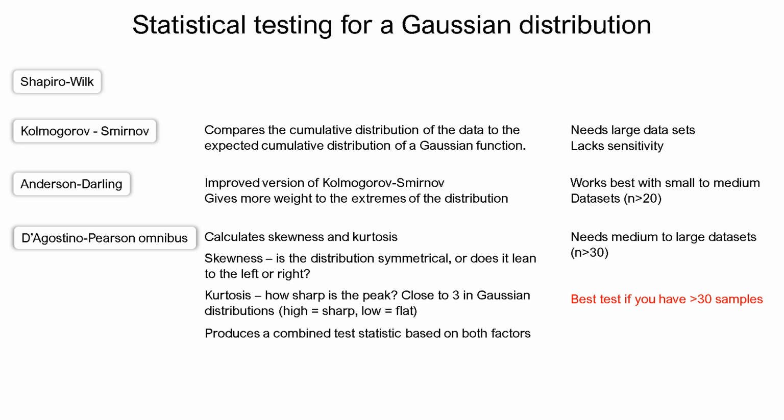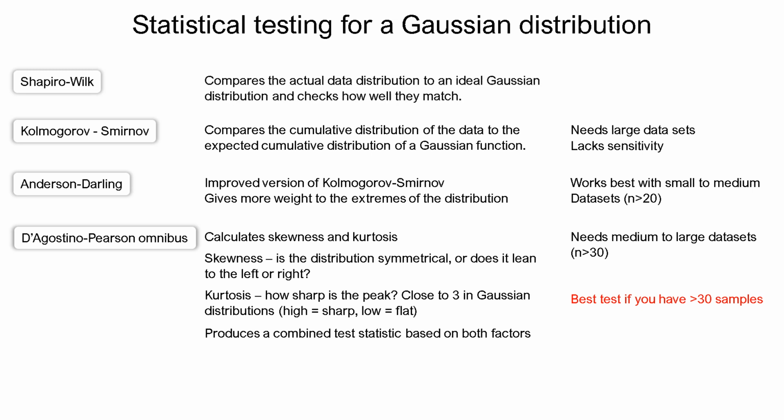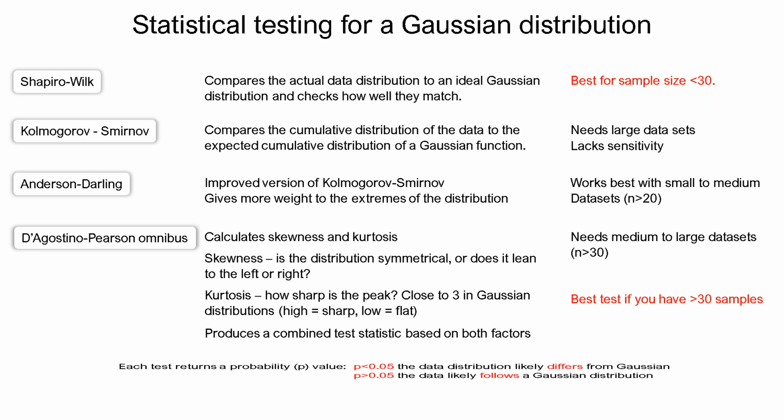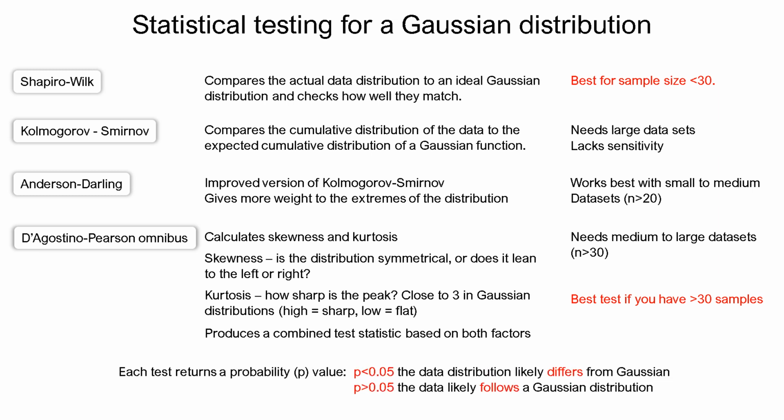The Shapiro-Wilk test is the most straightforward. It compares the actual data distribution to an ideal Gaussian distribution and checks how well they match. It works with small data sets and is the most suitable if you have less than 30 samples. Each test returns a probability or p-value. A p-value smaller than 0.05 indicates a less than 5% chance that the dataset follows a Gaussian distribution, so it is unlikely to be normally distributed. If p is greater than 0.05, the data likely does follow a Gaussian distribution.